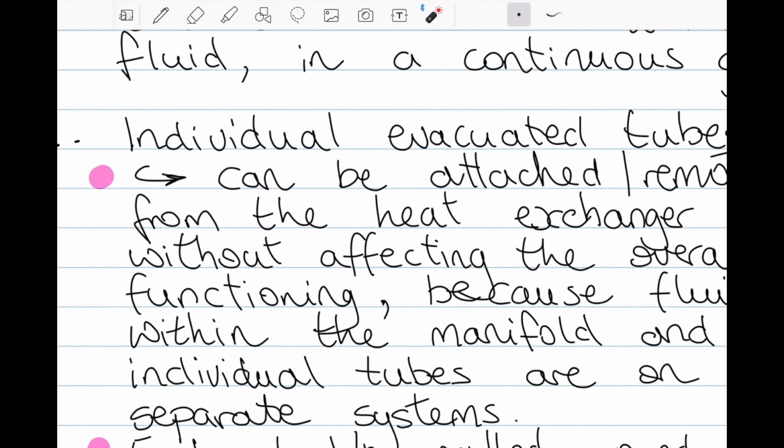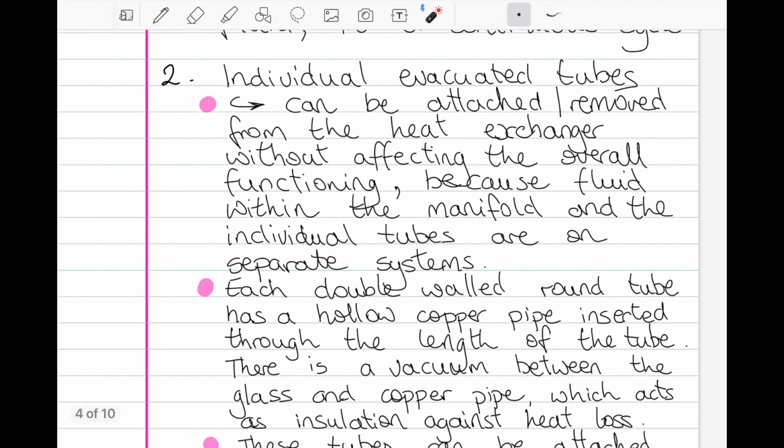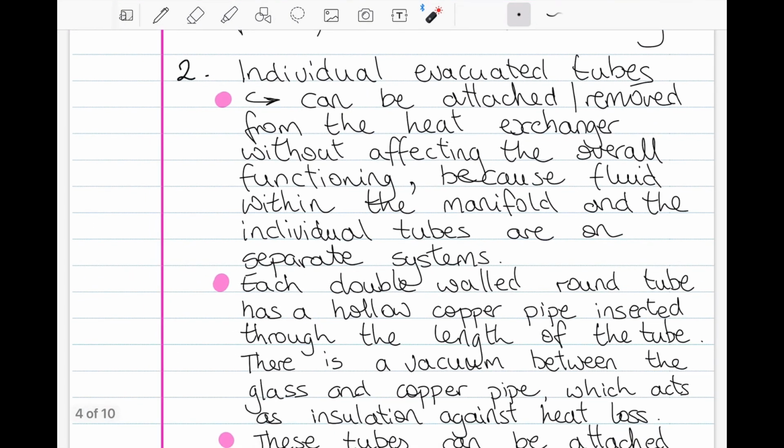Second part of explaining individual evacuation tubes. Each double-walled round tube has a hollow copper pipe inserted through the length of the tube. There is a vacuum between the glass and the copper pipe. So that's where your vacuum is. And what does that do? It acts as insulation against heat loss.